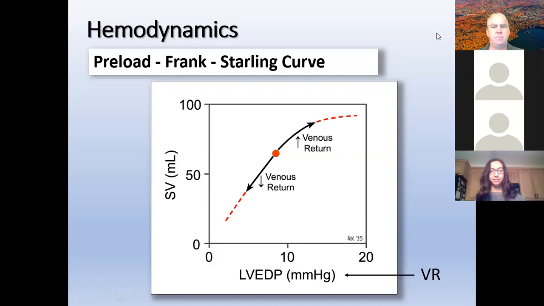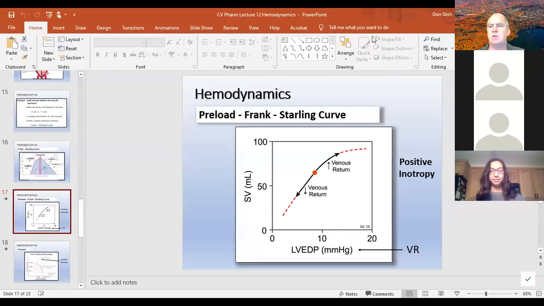Oops. Come on, man. I just got another chat and I'm having a hard time pulling it up. Let's just stop the share. The slide with heart failure and the curve changing. Oh, okay. Let's go back to that. Okay.